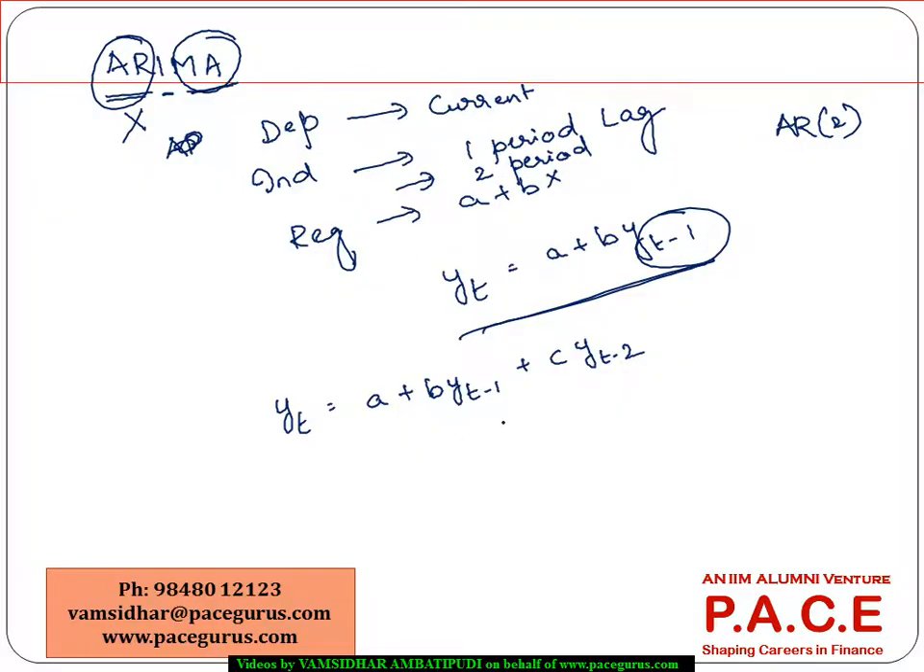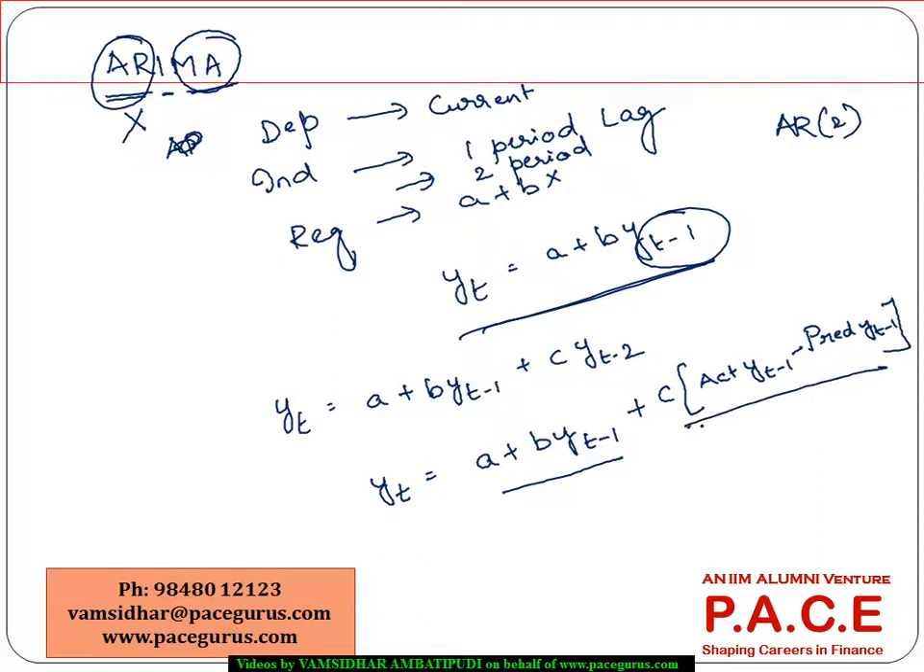In moving average, I'll build a model like this: YT equals A plus B times YT minus 1. Up to here, it's AR. But in C, what I'll take is the prediction error, which is the actual yt minus 1 minus the predicted yt minus 1. This is what I take as a C value. And if I am doing the same as before, I take the actual yt minus 2 minus the predicted yt minus 2 as part of the moving averages. Different weights to each of these go as part of the different moving average models.